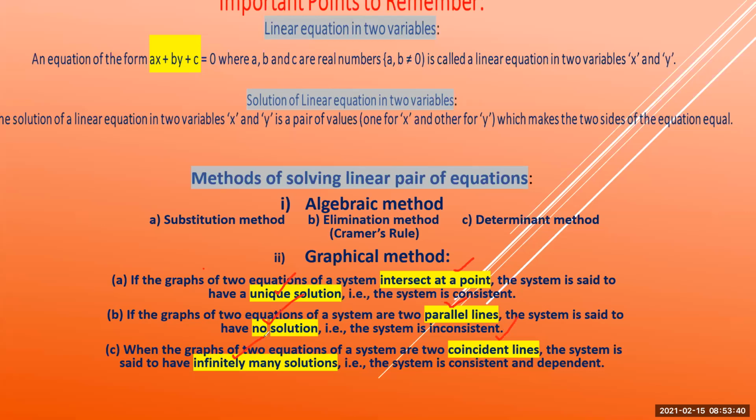First, if the lines intersect at a single point, there is a single solution. If the lines are coincident, meaning they fall on each other, then every point on that line is a solution of the given equation, so it has infinitely many solutions. And the last one: if the two lines are parallel, it has no solution. Remember these points while solving any example with the graphical method.